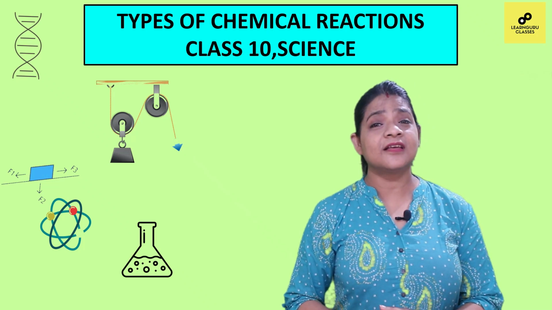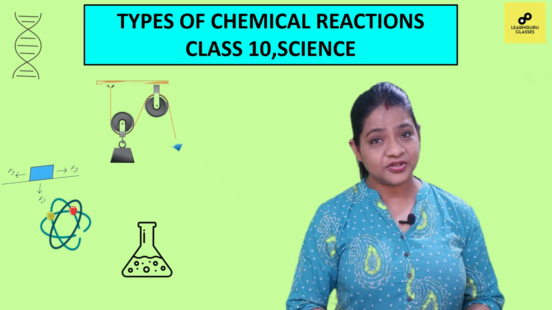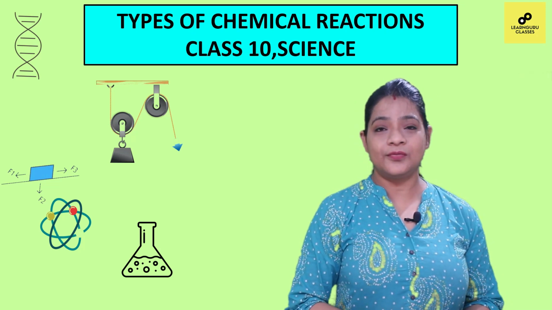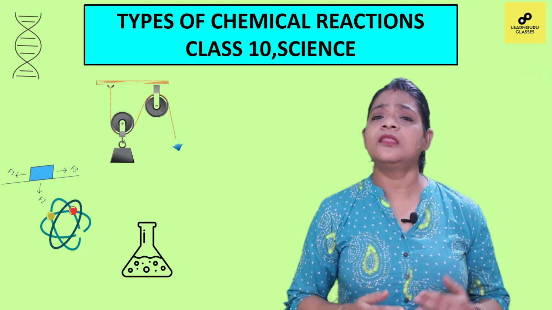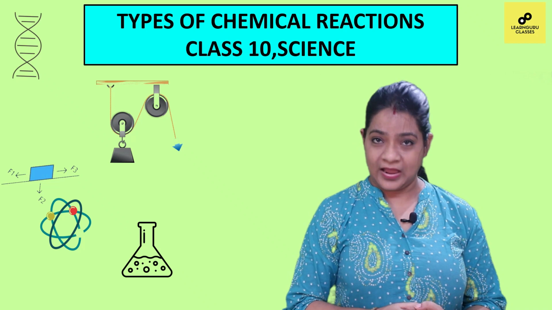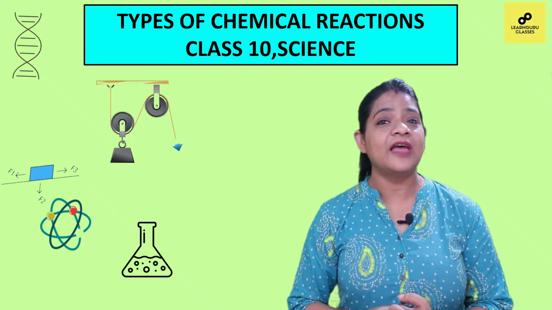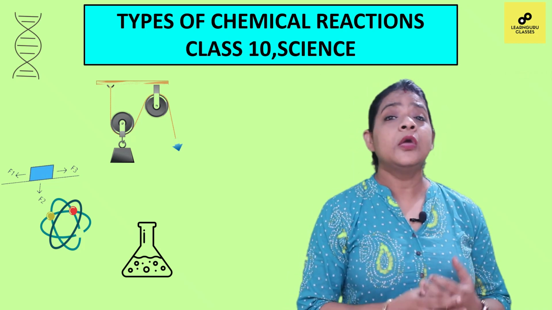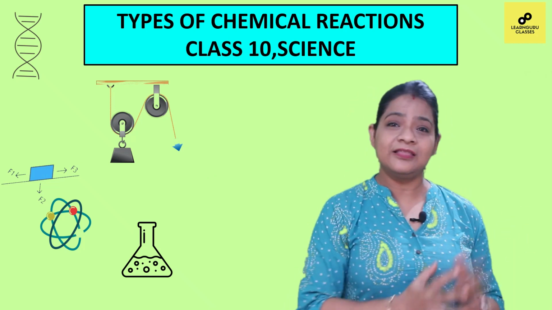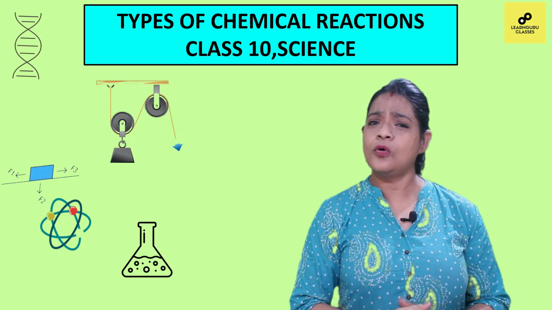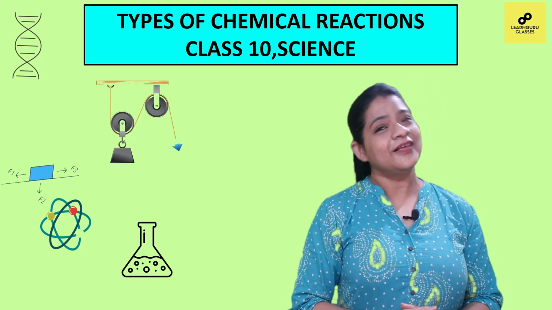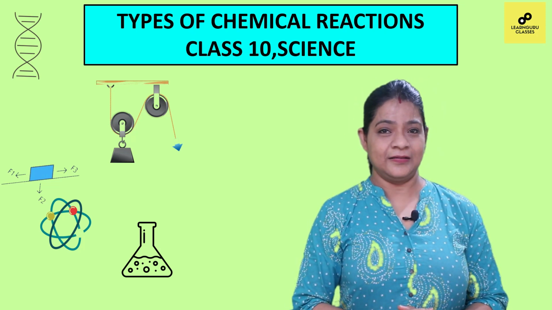So today we'll be discussing types of chemical reactions under the first chapter of class 10 science, chemical reactions and equations. In this video we are going to study different types of chemical reactions, and I assure you that after watching this video you will be able to predict the products by seeing the reactants, and you won't need to memorize chemical reactions anymore. So with this note, let's start our class.